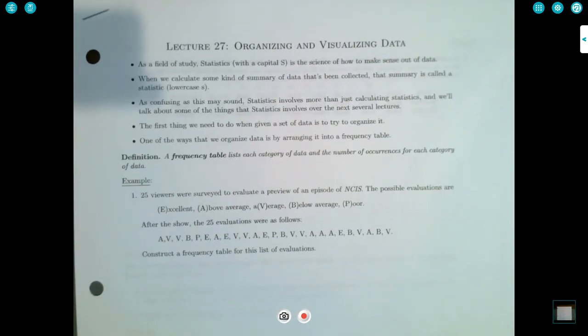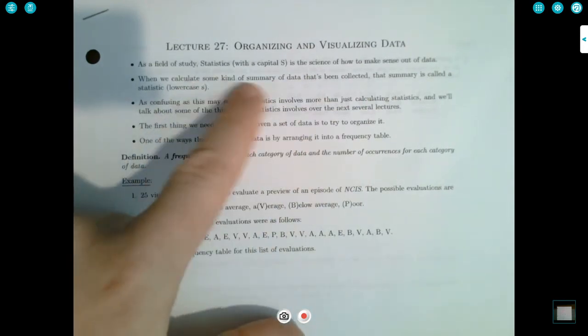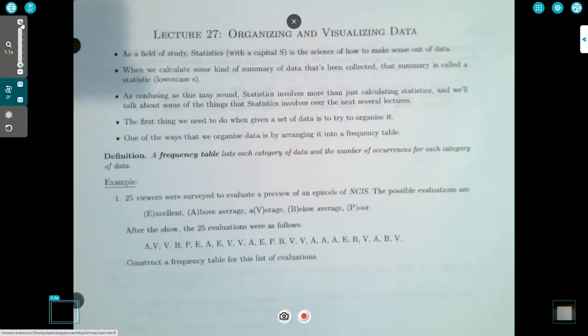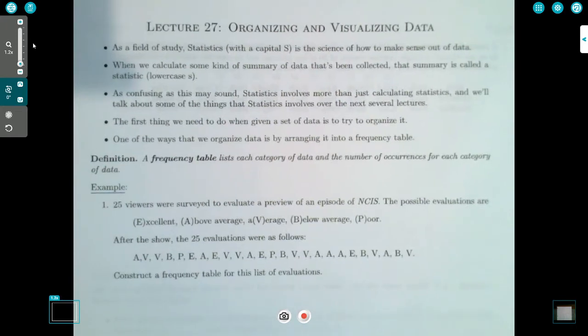As a field of study, statistics, with a capital S, is the science of how to make sense out of data. Sometimes I call it data, but that's the plural form of the word. The singular form of the word is datum, D-A-T-U-M. It's a weird Latin thing, right?